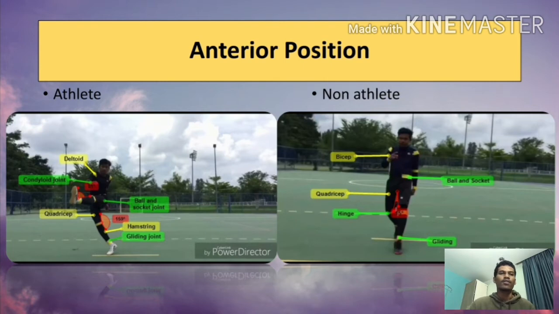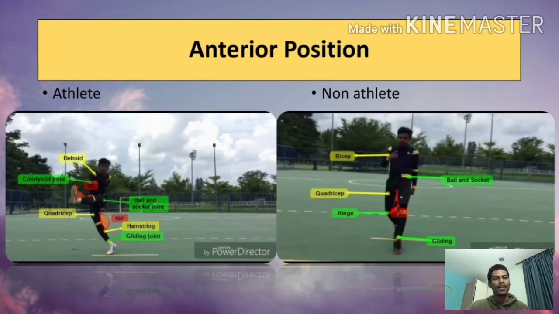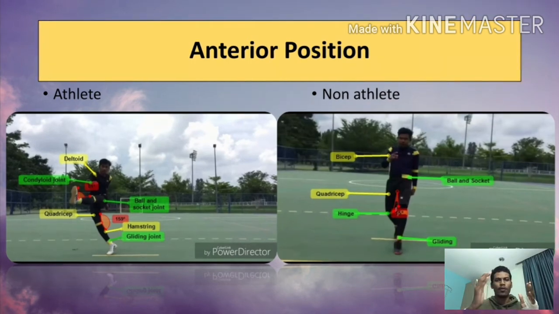For the follow-through movement, the athlete and non-athlete are very different. As we can see from the anterior position, the athlete has a better body posture than the non-athlete. This is because the non-athlete did not fully extend his leg like the athlete did, which is his main leg, once he hits the ball, to fully extend the leg forward.